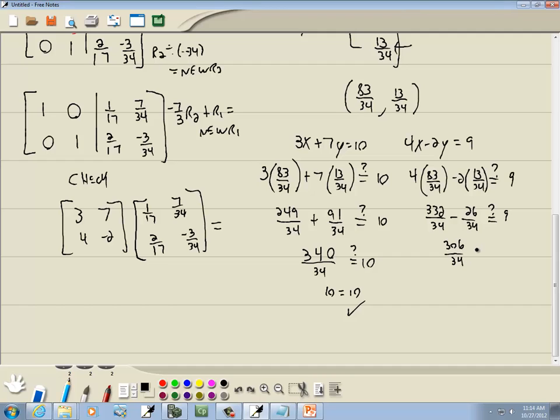306/34. 9 times that, 327 plus... let me do my calculator. 306 divided by 9. Okay. So I was trying to do it all by hand, as much as I could. So that checks. Okay, so this is our answer. Well, that's how to do it by hand.